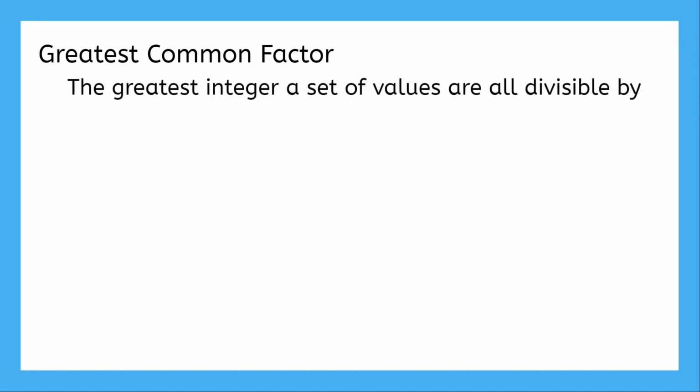GCF. GCF stands for greatest common factor. The greatest common factor is the greatest integer a set of values are all divisible by. You might remember this from back when you learned how to reduce fractions. To reduce a fraction, you find the greatest common factor of the numerator and the denominator, then divide both by that number. Finding the GCF ensures that all the values are divisible by the same number.